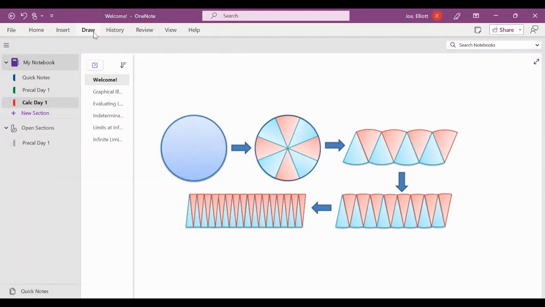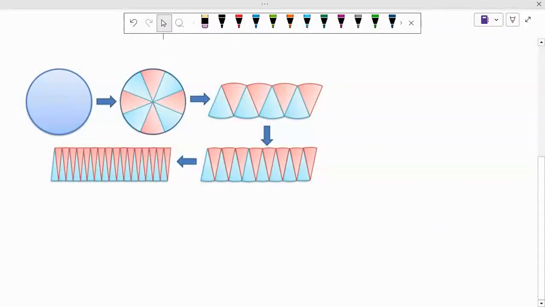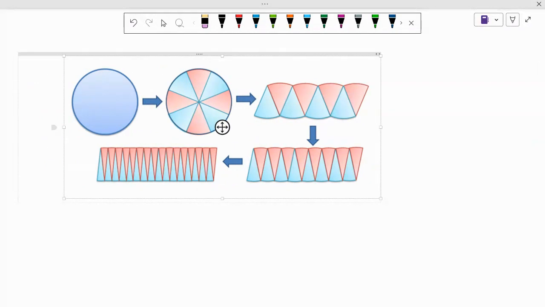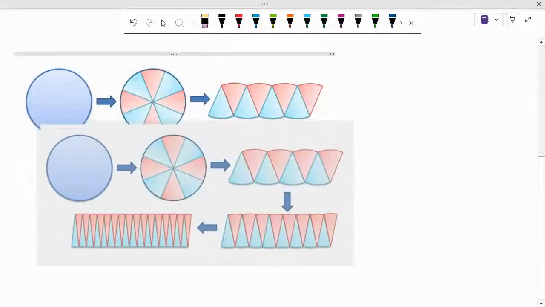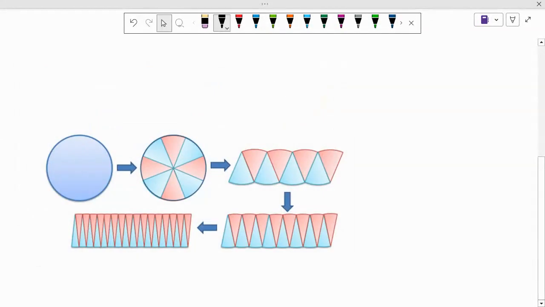How many of you remember what the area of a circle was? Pi r squared. Yeah, that's correct. Try to move this down. Okay. So some of you might wonder, like, where did that formula for the area of a circle come from? And this image tries to give an explanation of why the area of a circle is pi r squared.